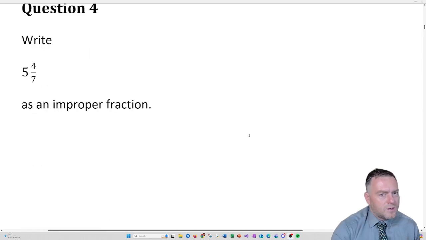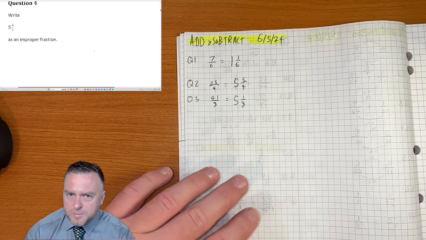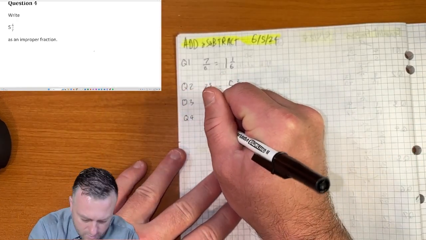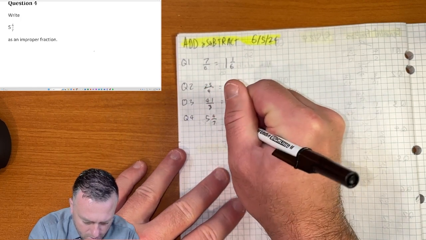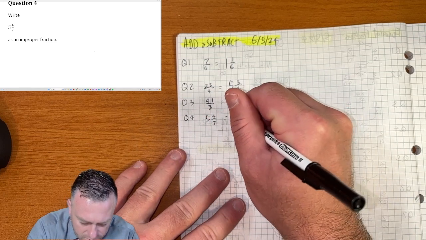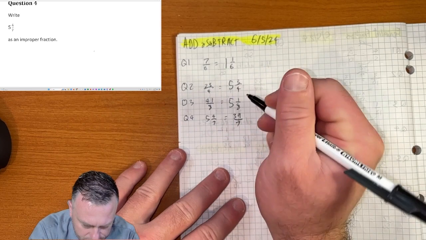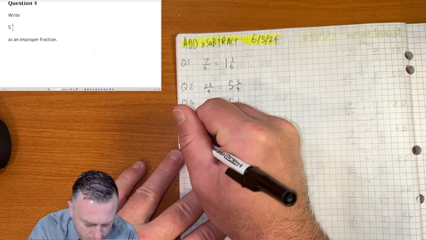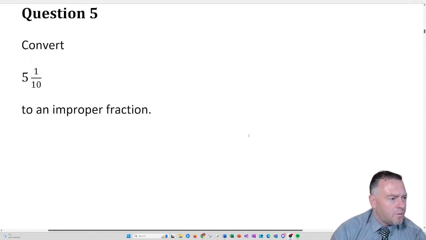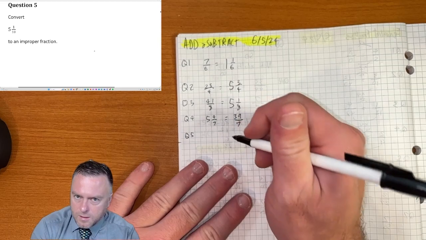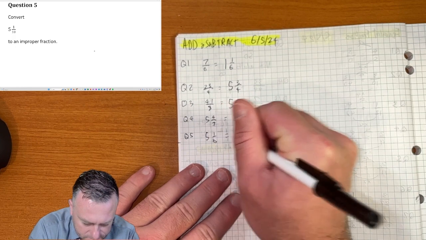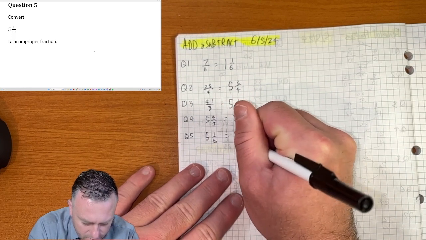Then we got 5 4/7 to swap back as an improper fraction. So 5 times 7 is 35, plus the 4 gives us 39 out of 7. And question 5. Convert 5 1/10. So 5 1/10 equals 51/10.